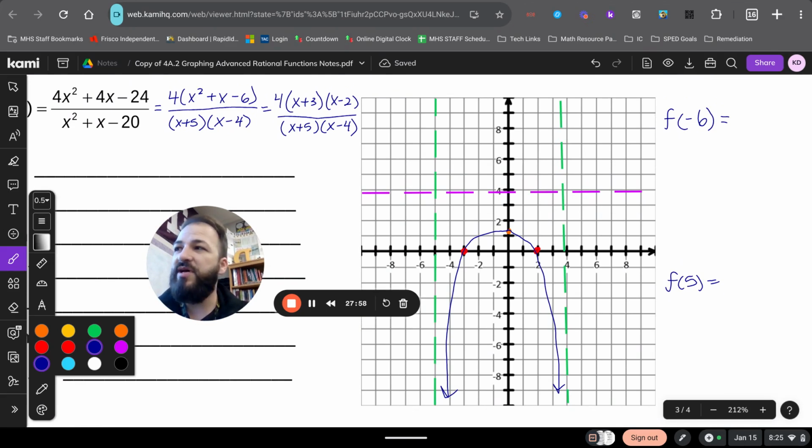I'm going to let you do it on your own this time when you plug those numbers into our function. You can plug it into the original or the simplified, whichever one you want. If the number is higher or above the horizontal asymptote of 4, then you're going to graph those rational functions above. If it is lower than 4, then you're going to graph them below.